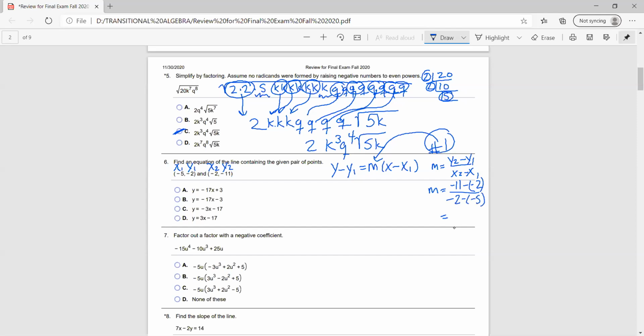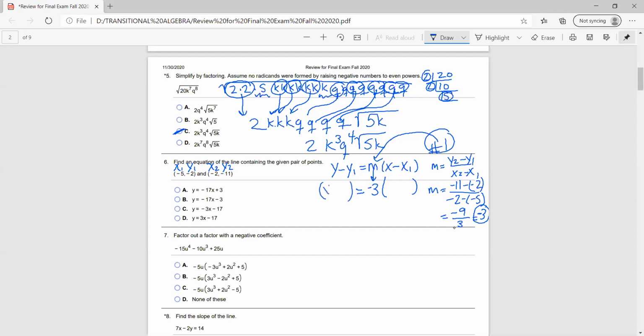Okay, and a minus minus is a plus, so negative 11 plus 2 is negative 9. Negative 2 plus 5 is 3, and negative 9 divided by 3 is negative 3. So this is my slope that I would plug in right here for m.